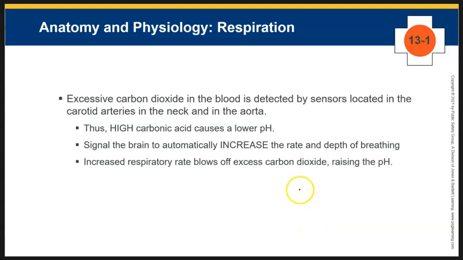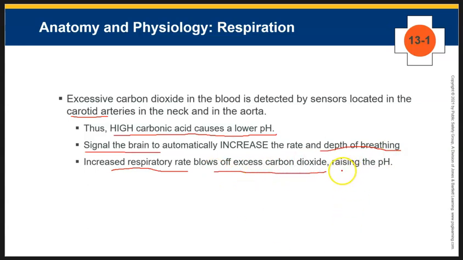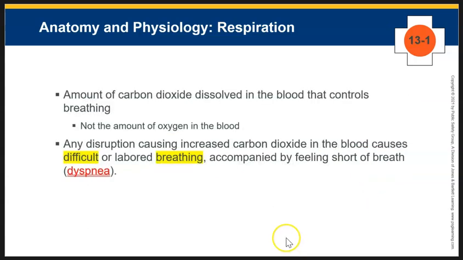Excessive CO2 in the blood is detected by sensors in the carotid arteries, and so this high carbonic acid that results as CO2 reacts with water gives a lower pH, a more acidic bloodstream, and that's going to signal our brain to increase both the respiratory rate and the depth of our breathing and let us blow off excess CO2. Our pH will return closer to normal, closer to a neutral 7. Therefore, it's the amount of CO2 in the blood that actually controls our breathing, not the amount of oxygen.